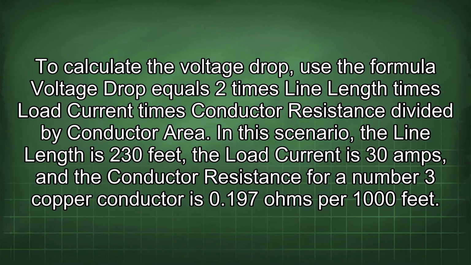To calculate the voltage drop, use the formula: voltage drop equals 2 times line length times load current times conductor resistance divided by conductor area. In this scenario, the line length is 230 feet, the load current is 30 amps, and the conductor resistance for number 3 copper conductor is 0.197 ohms per 1000 feet.